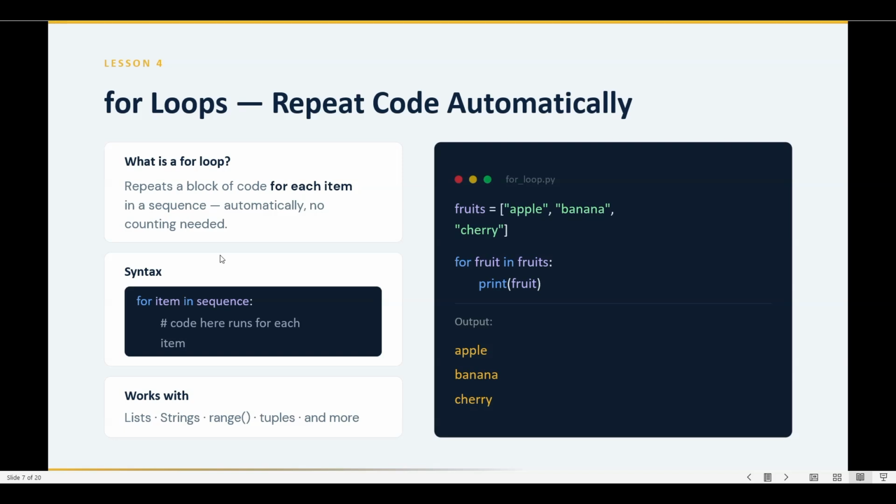A for loop is a loop which is used in range. We can use it in strings, in lists and more. We can use it in tuples also. In this, we don't need counting.